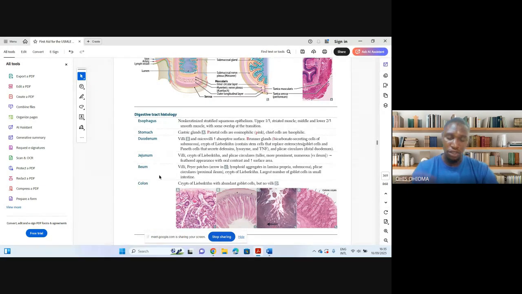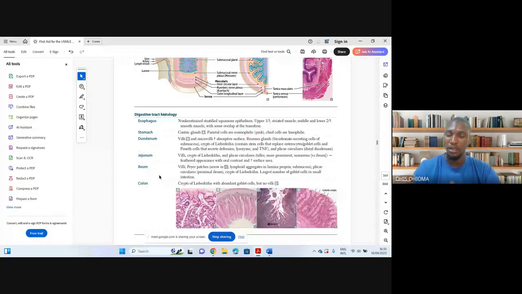And so there are two cells that are very useful in the stomach. We have the parietal cells and the chief cells. The parietal cells, as you know, are the cells that help in acid production. And so the stomach has an average pH of 2. That is very acidic. And the acid that's found in the stomach is the hydrochloric acid.